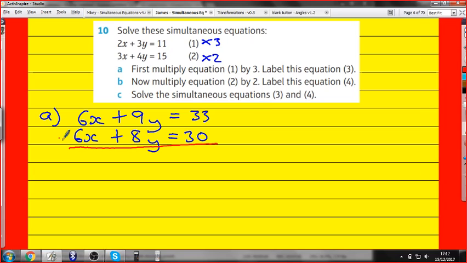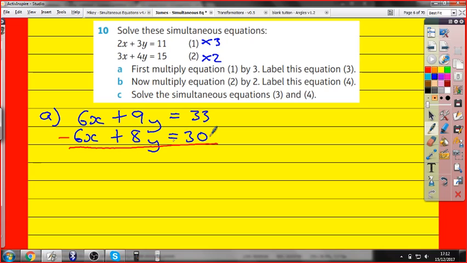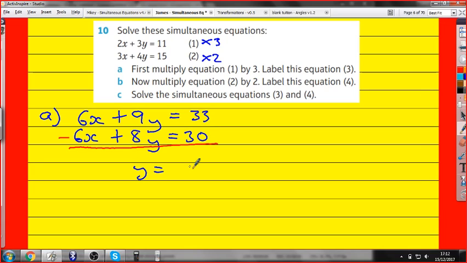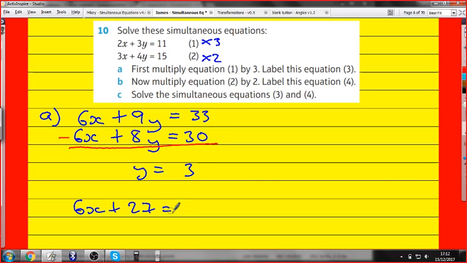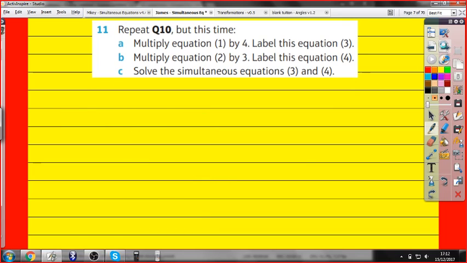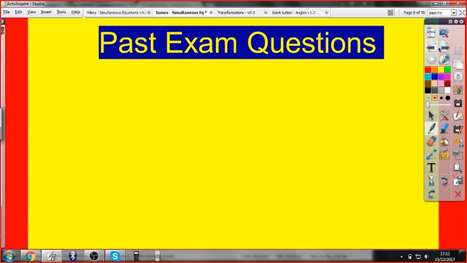Now you've got that y equals 3, you can do 9 times 3, which is 27. Then the difference between 27 and 33 is 6. So x has to be 1. That's it. Okay, any questions there? Any questions with that one? No.